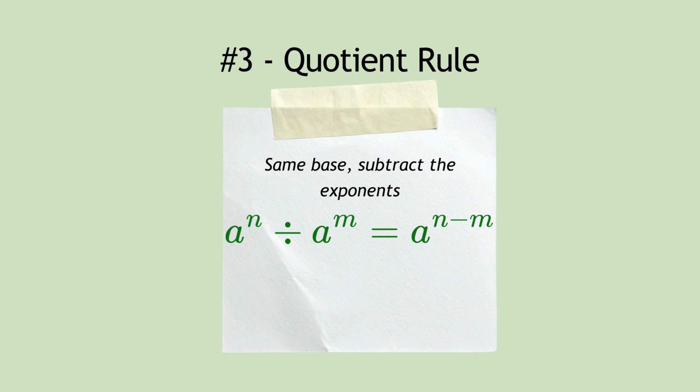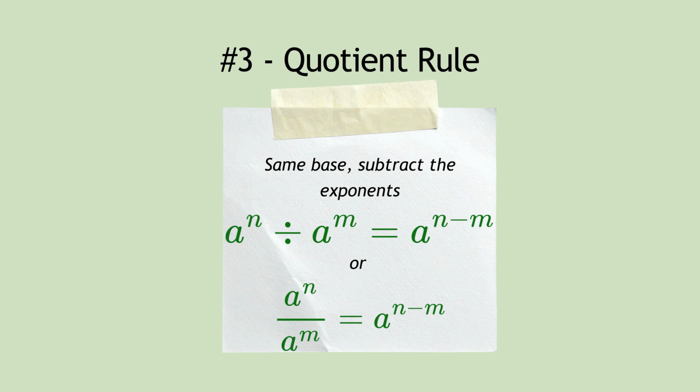Rule number 3, quotient rule. Whenever we have the same base and we're dividing, we're going to subtract the exponents. So we have a to the power of n divided by a to the power of m equals a to the power of n minus m. Notice it is the first exponent minus the second exponent. You cannot flip this order. It also might look like this. A to the power of n over a to the power of m equals a to the power of n minus m. Once again, it's the top exponent minus the bottom exponent. You cannot switch the order.